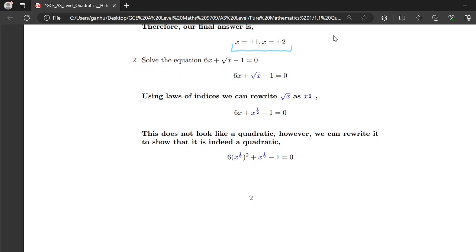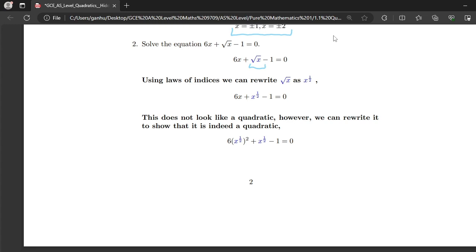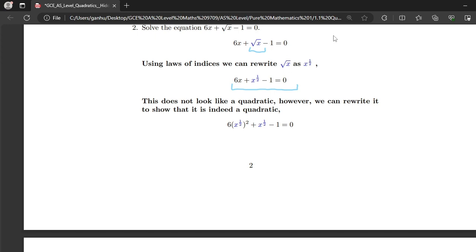Now let's move on to the second example. Solve the equation 6x plus root x minus 1 equals 0. First, let's start by changing root x to x to the power half using laws of indices. So this becomes 6x plus x to the power half minus 1 equals 0. Again, we're going to rewrite x in terms of x to the power half, so it becomes x to the power half in brackets squared, and if you multiply this out, it will simplify to give you x.